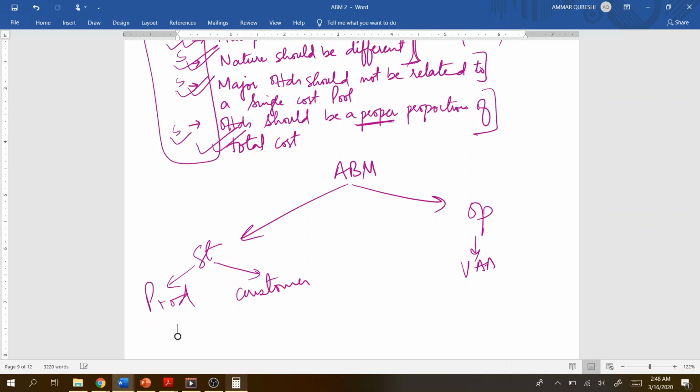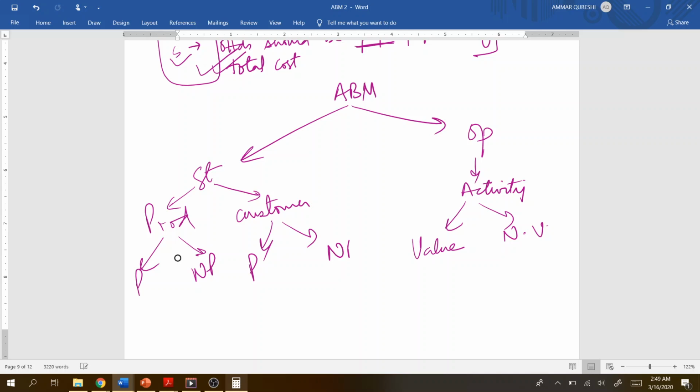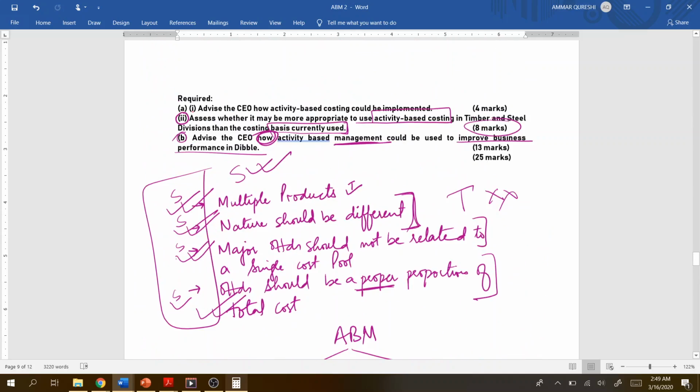value added activity, right? So we need to identify which activity is value added activity and which activity is non value added activity, which products are profitable and which are not, which customer is profitable and which is not. And if a customer or a product is not profitable, we need to identify whether we should continue with that product or that customer or not, right? This is basically what we have already done in the activity based management slides.